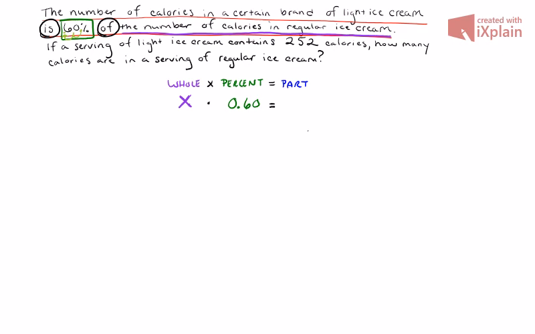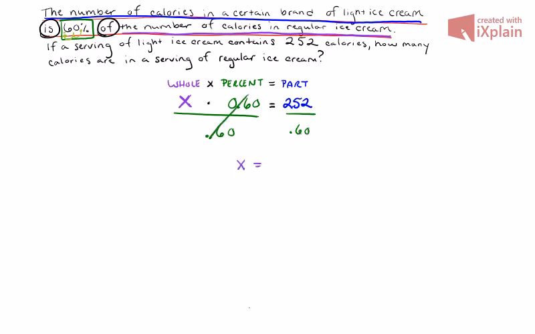So then this must mean that the number of calories in a certain brand of light ice cream, that's the part, or that's how many calories I'm interested in. And they actually went ahead and they told us that the calories of light ice cream is going to be 252. So we're all set up, and what we want to do now is we want to get X alone. So we need to undo that multiplication.